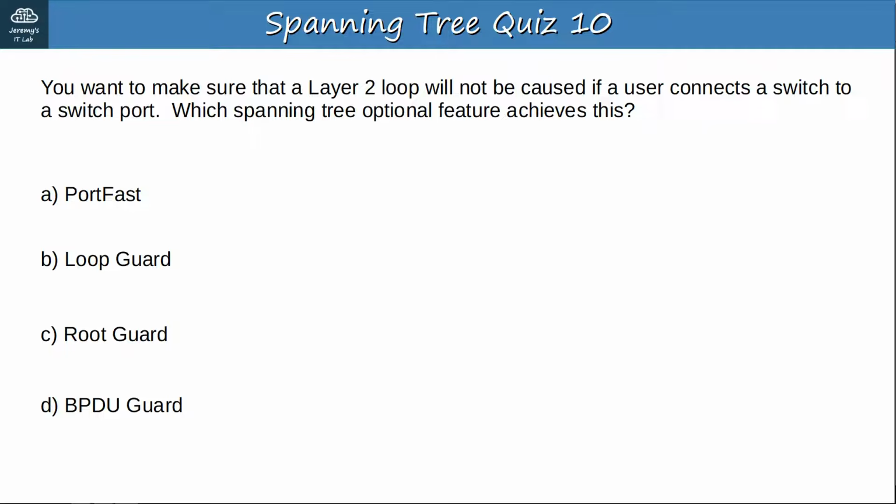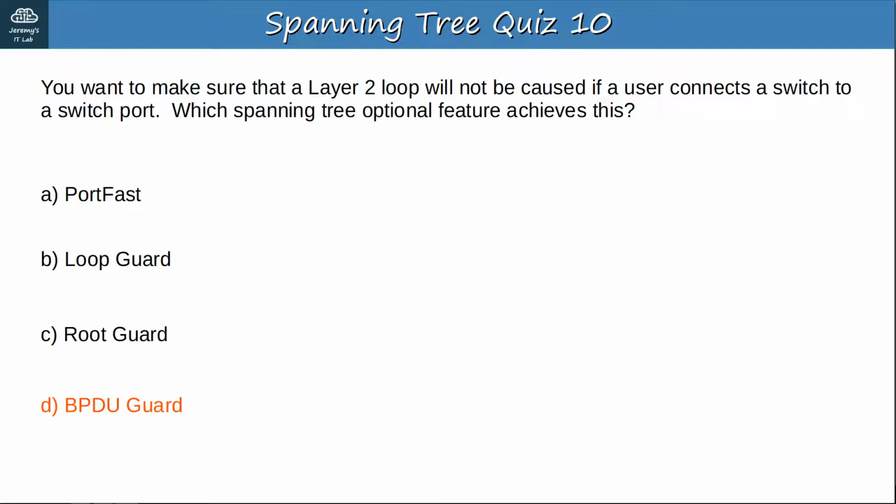The answer is D. BPDU guard. BPDU guard will shut down an interface if a BPDU is received on the interface to prevent any potential loops. It should be enabled on Portfast-enabled switch ports connected to end hosts. Okay, that's all for the quiz.